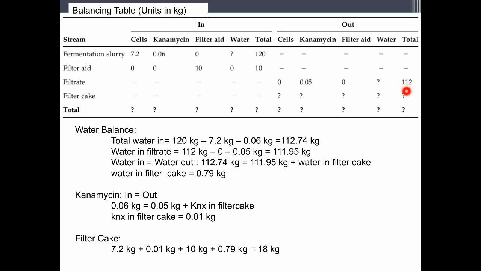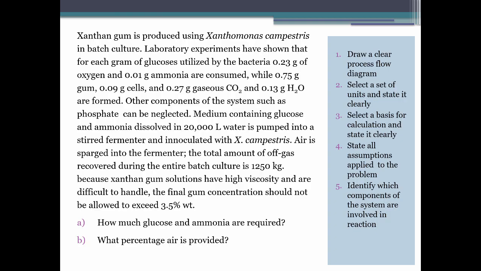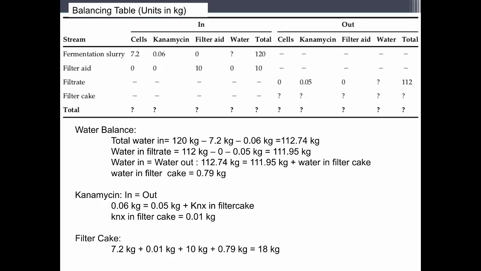So what is the amount of water in the filtrate? Just like how we did the fermentation slurry water, we know the total, and the only other component is kanamycin, so the rest is water. It's a simple elimination. You get 111.95 kilograms. That's the amount of water in the filtrate. So water in is equal to water out. Coming in from the slurry you have 112.74, and going out it's your water in the filtrate plus the water in the filter cake. A simple subtraction gives 0.79 kilograms of water in the filter cake.